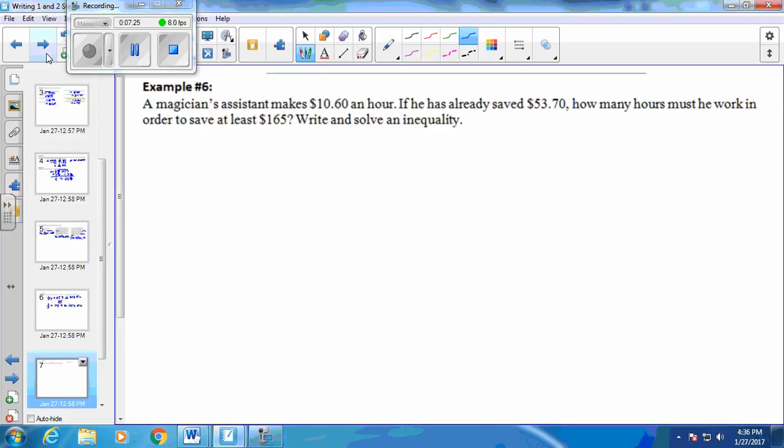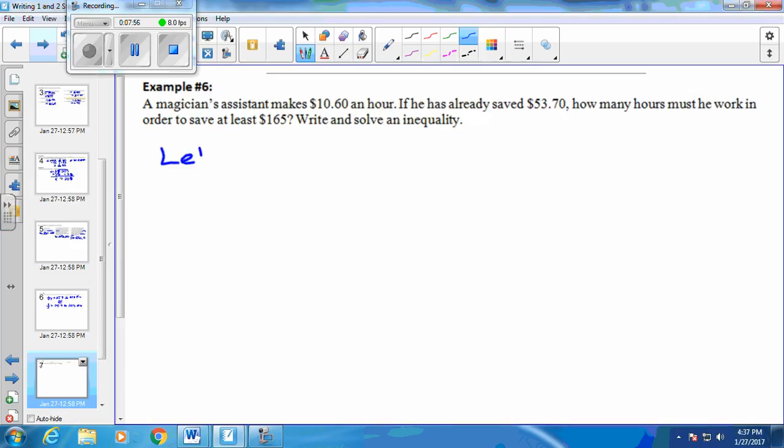Okay, so question number 6 goes on to say that a magician's assistant makes $10.60 an hour. If he already has saved $53.70, how many hours must he work in order to save at least $165? Now this one really sounds more like a multi-step inequality. So I have to really think about, what am I looking to solve? I want to know how many hours he has to work.